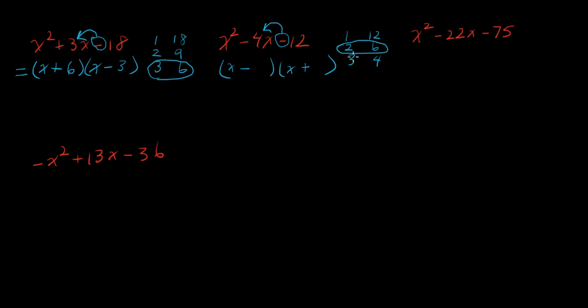In this case, though, we do have a pair that multiplies to 12 and subtracts to 4. We write the bigger one first, and we're done. If you FOIL this, you will get x squared minus 4x minus 12. Next.